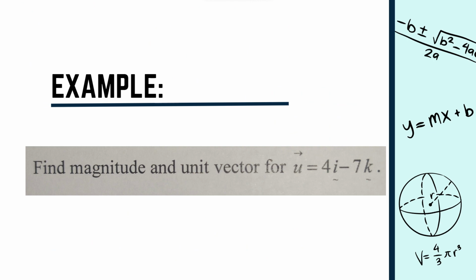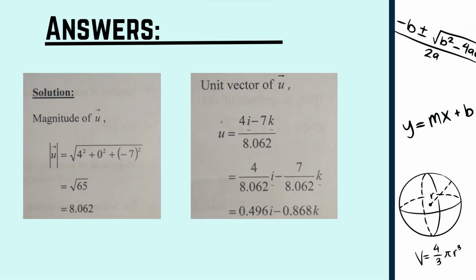As for the example, find magnitude and unit vector for u equal 4i minus 7k. Of magnitude of u, we would get a square root 65, which is equal 8.062. Meanwhile, for unit vector of u, we would get 0.496i minus 0.868k.